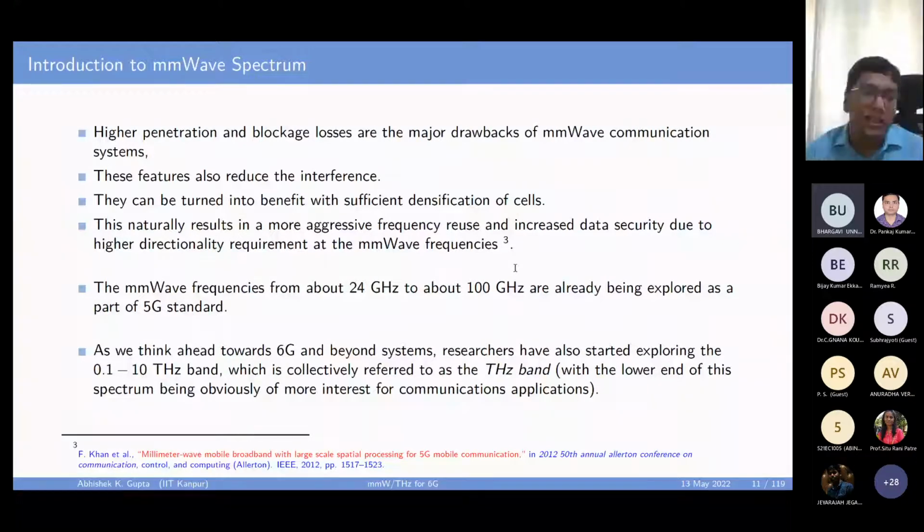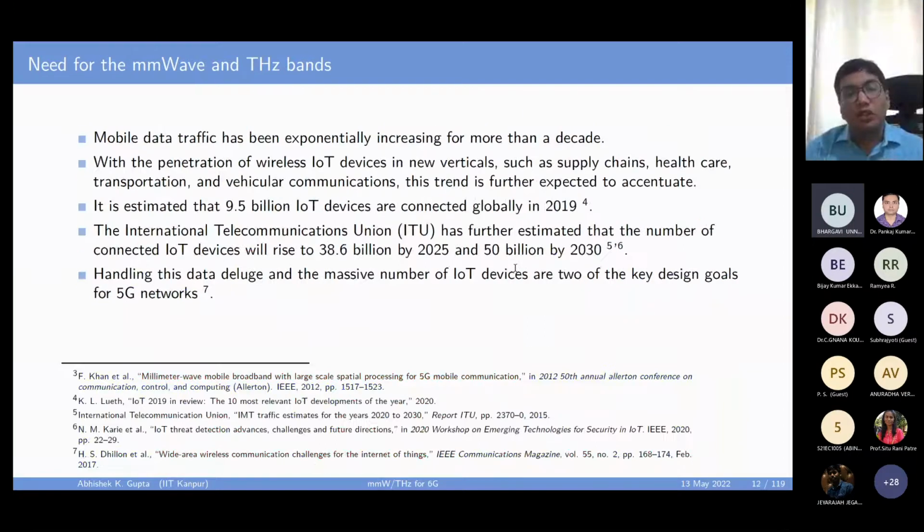And as we move towards 6G, we are also looking at the bands from 0.1 to 10 terahertz, which we call terahertz bands. Of course, the lower side of this band is more interesting, because as you move higher in the spectrum, your challenges increase. So what is the need for this millimeter wave and terahertz band? As we discussed, mobile data traffic has been increasing exponentially.